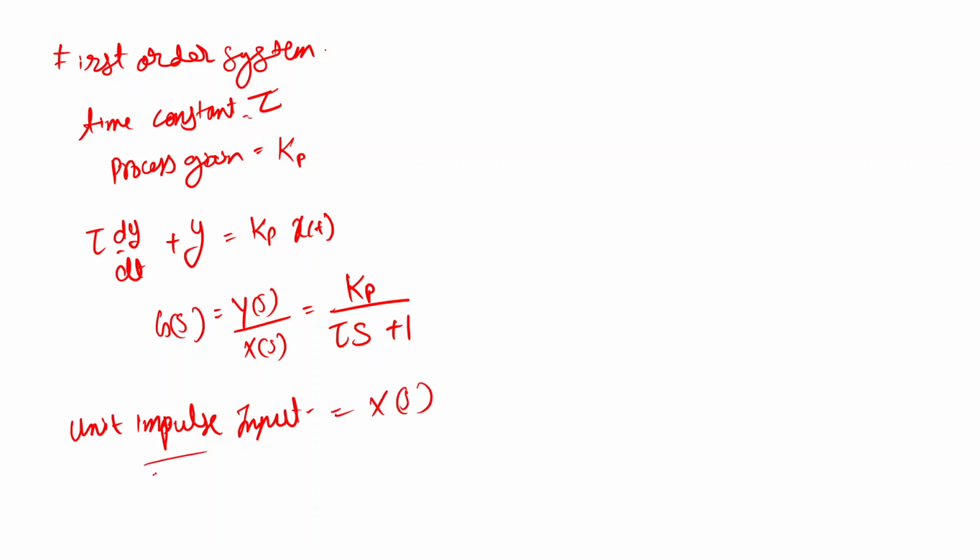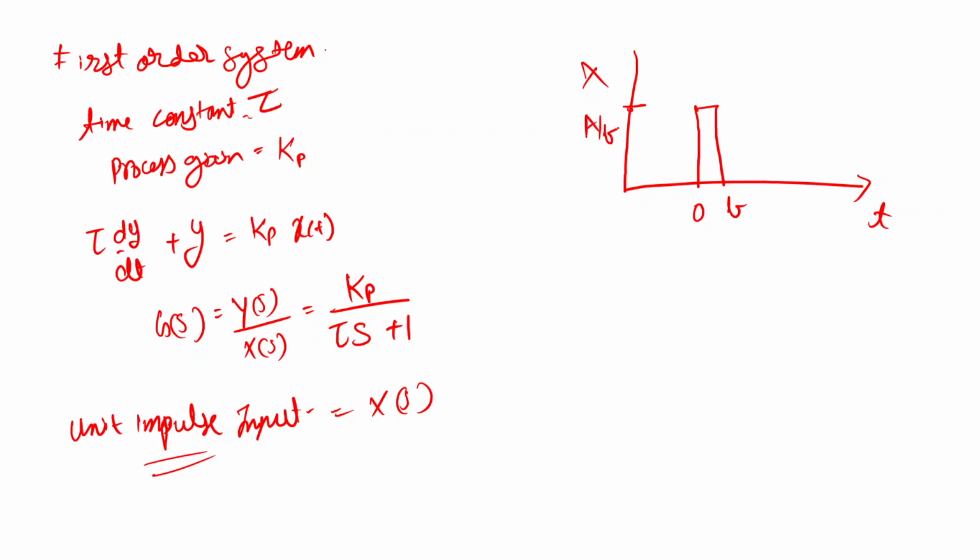By unit impulse input we mean that if this is x versus time, the input to the system is of this form, where the time axis starts at 0, the pulse width is b, and the area is a, so the height will be a upon b. So this is our impulse input.